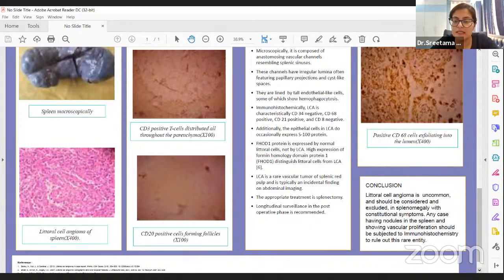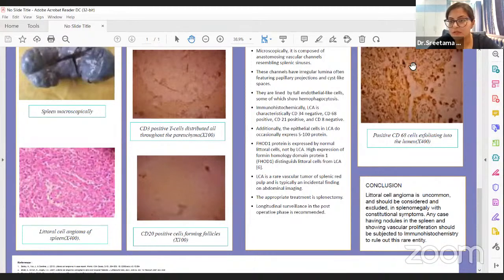LCA is typically an incidental finding on abdominal imaging. The appropriate treatment is splenectomy. Longitudinal surveillance in the post-operative phase is recommended. Here in the images, we can see positive CD68 cells.